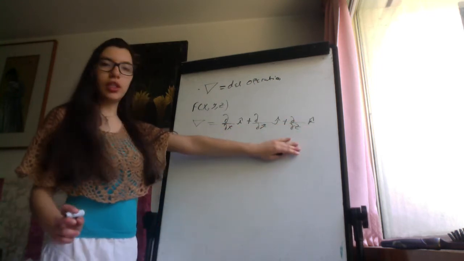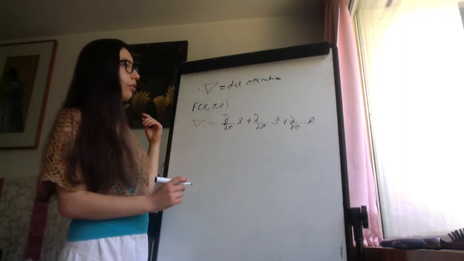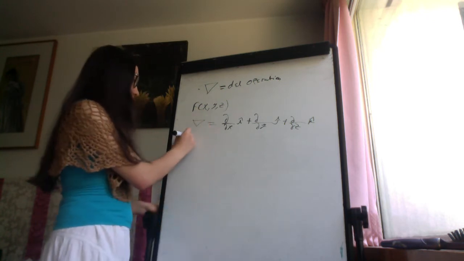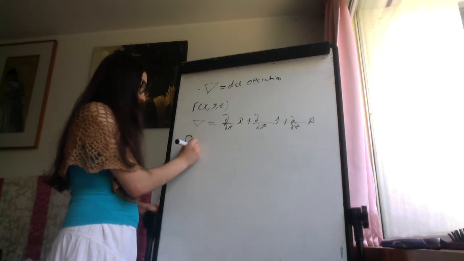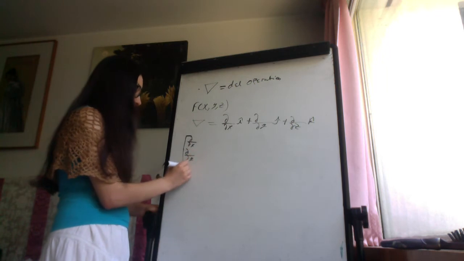If we want to put this in a vector, remember this del operator, or Nabla operator, is a vector. So we can put it as the partial derivative with respect to x, the partial derivative with respect to y, and the partial derivative with respect to z.